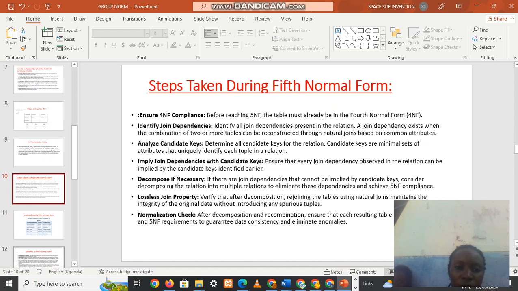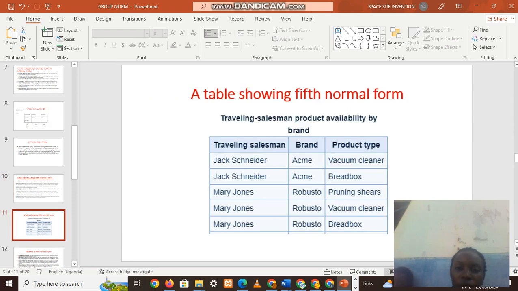First step, we ensure fourth normal form compliance. The second step is to identify join dependencies. The third step is to analyze candidate keys. And the fourth step is to imply join dependencies with candidate keys. The fifth step is to decompose, if necessary, with the lossless join property. And lastly, normalization check. We have a table showing fifth normal form. We have used the traveling salesman, product and availability table.